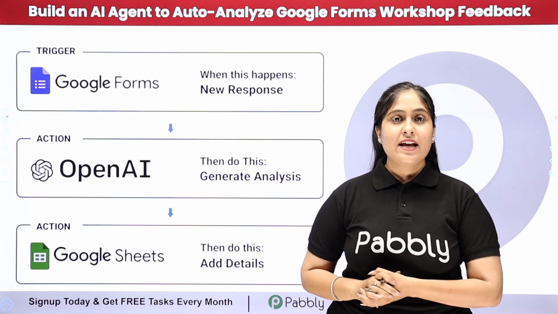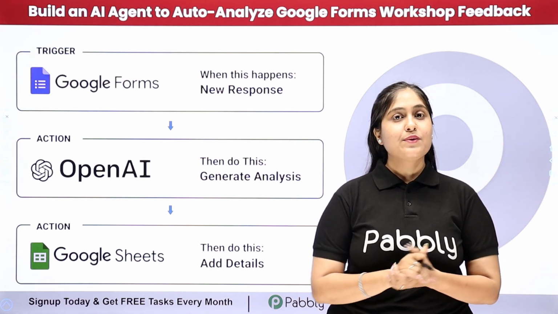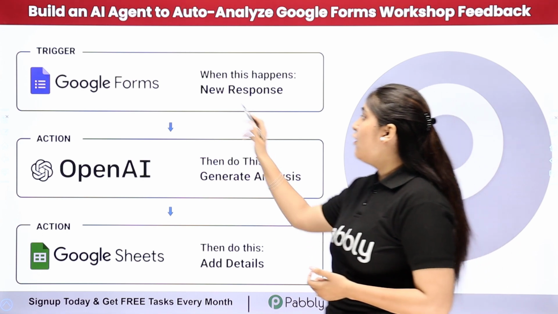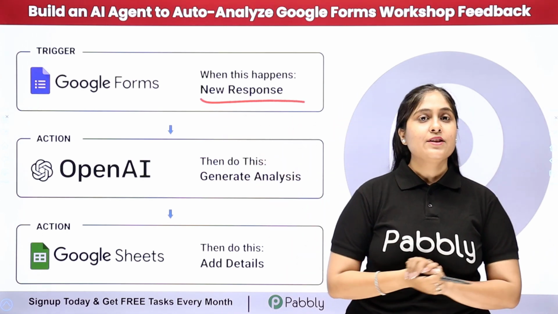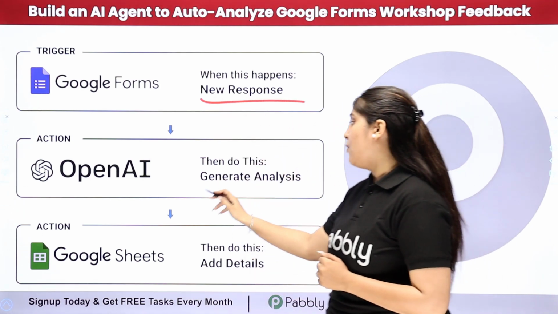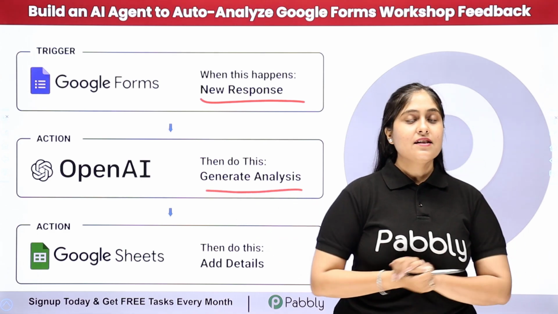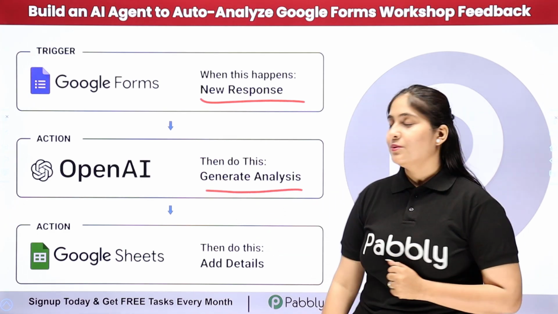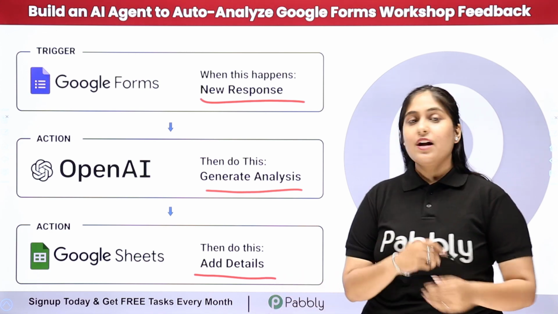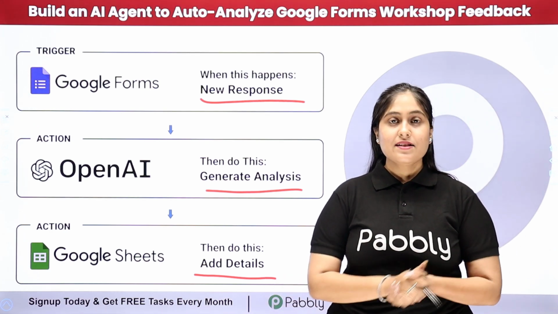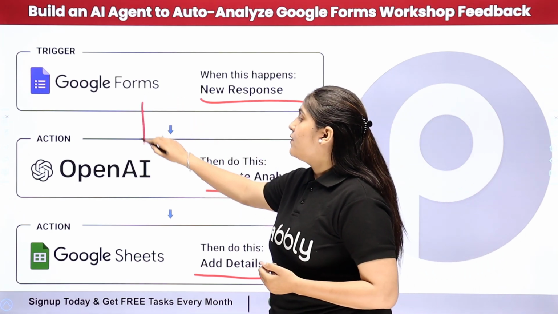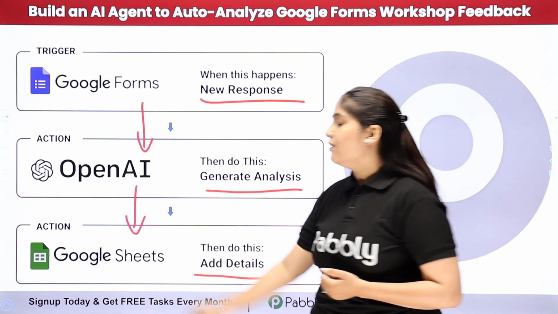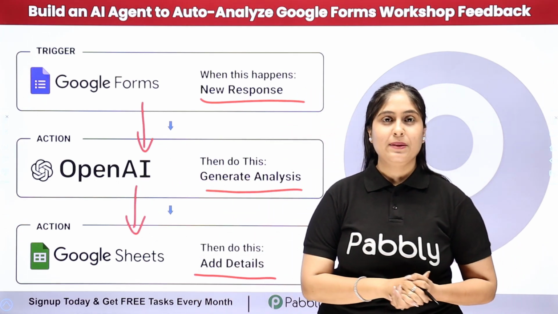So as an organizer, my objective is that whenever I'm going to receive a new feedback through my Google Forms, then automatically OpenAI should generate the analysis for that response. And after generating the analysis, automatically that should be updated in my Google Sheets as the new row. So now here to automate the entire process, I need to connect my Google Forms with OpenAI and Google Sheets using an automation software named Pabbly Connect.